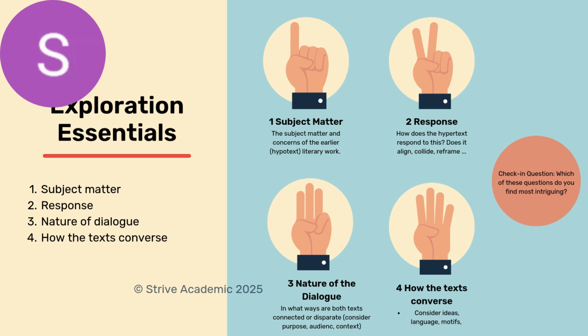Then you might get into the response text. So how is the hypertext responding to their subject matter? Is it aligning with some of the points being made in the earlier works? Or is it actually, if we're looking at the rubric, colliding? Is there a delineation away? Or is there a reframing or a reshaping? So sometimes the key aspect is shared amongst both texts, but perhaps the interpretation of that idea has shifted in that new text due to newer contexts.